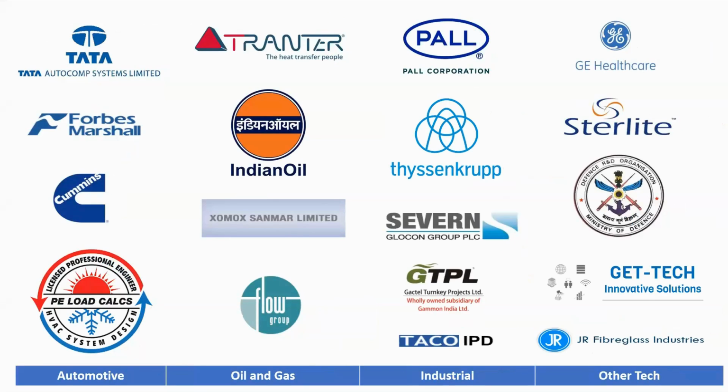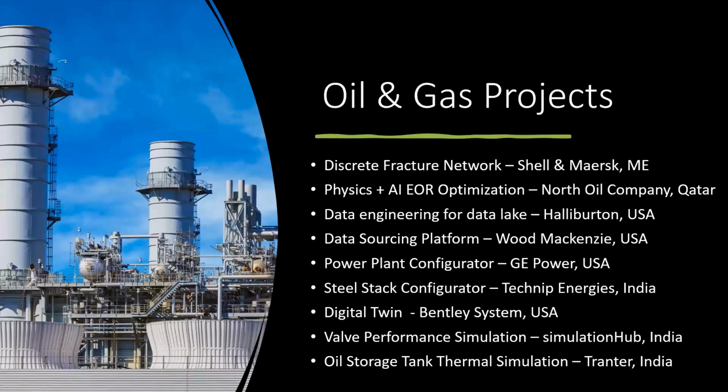Then to talk about the oil and gas projects, we have done a discrete fracture network visualization project with Shell and Maersk. The project involved creating a mesh for a petrel application in an effective and optimized way. Then physics plus AI optimization for North Oil Company, data engineering for a data lake for Halliburton, USA, and a data sourcing platform for Wood Mackenzie. We have also done some work in the renewable energy or power plant sector with GE Power. Also, we have done some digital twin work with Bentley Systems.